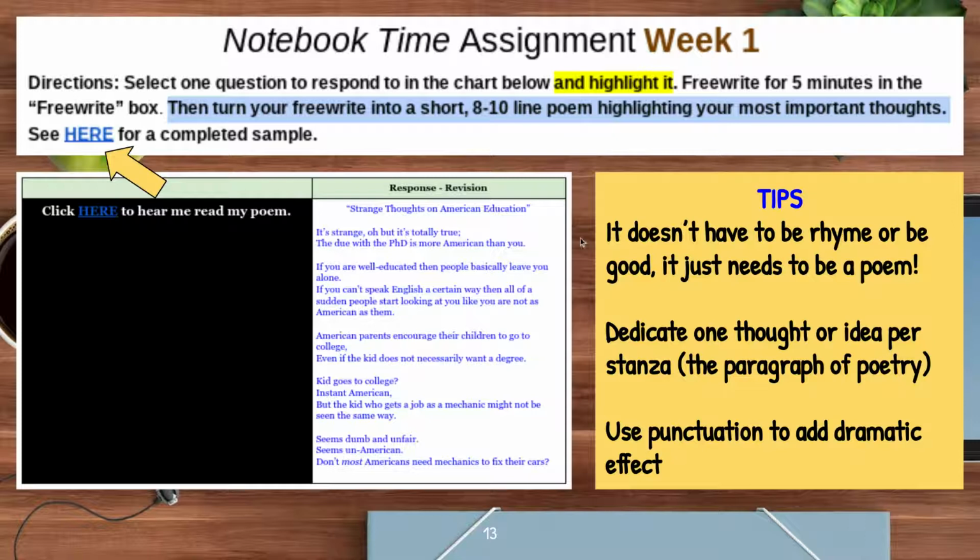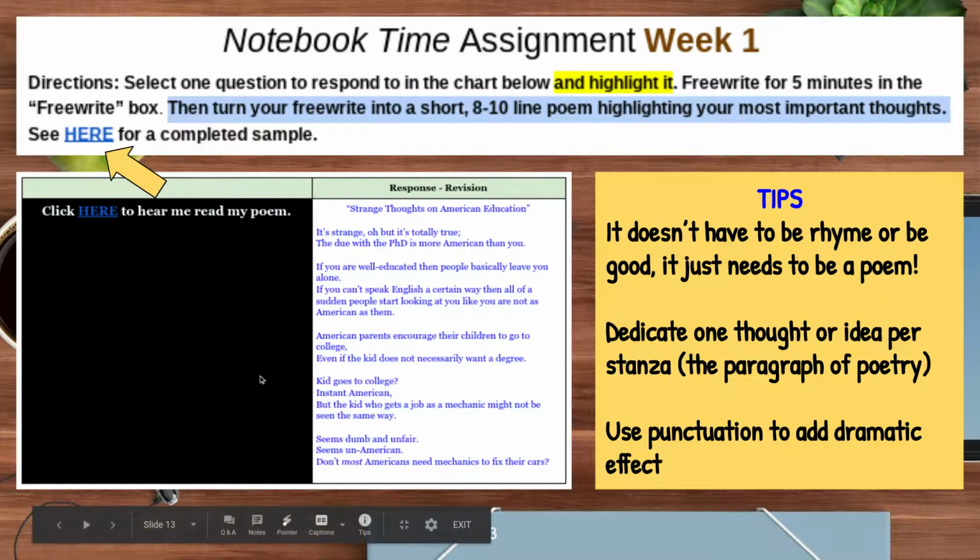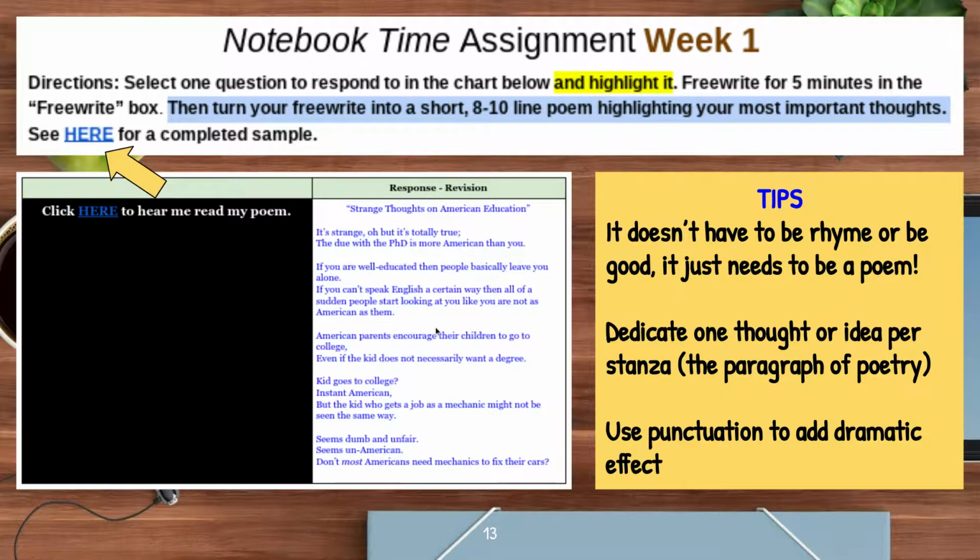If you look at mine, if I'll just read these 2 stanzas, it's strange, but it's totally true. The dude with the PhD is more American than you. If you are well educated, then people basically leave you alone. If you can't speak English a certain way, then all of a sudden people start looking at you like you are not as American as them. This is me writing my poem, and I'm not going to keep going, but if you notice, I rhymed up here, but then it was harder for me to rhyme down here. So I just didn't do it.